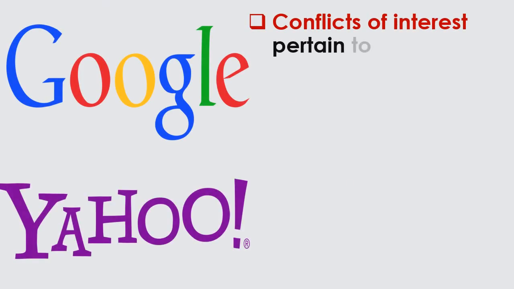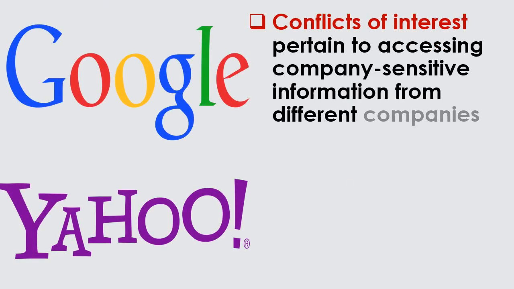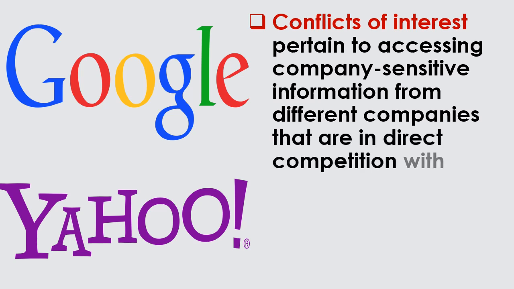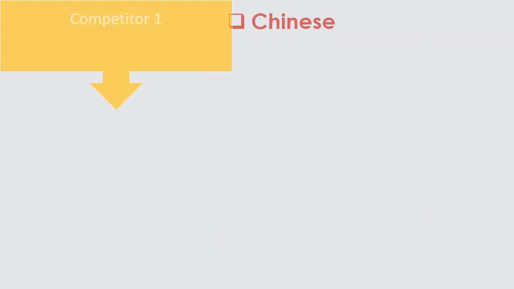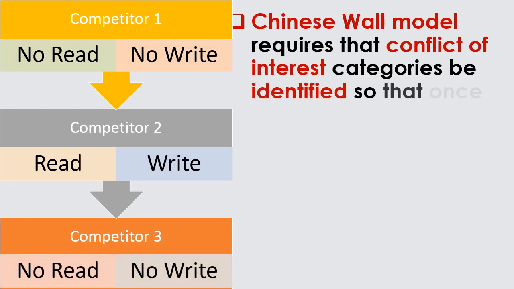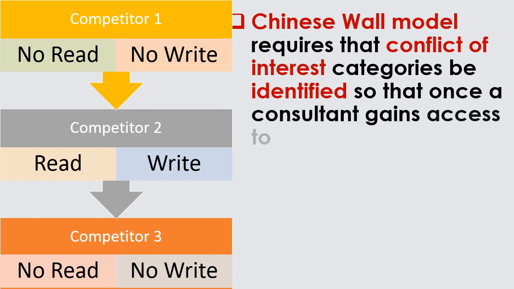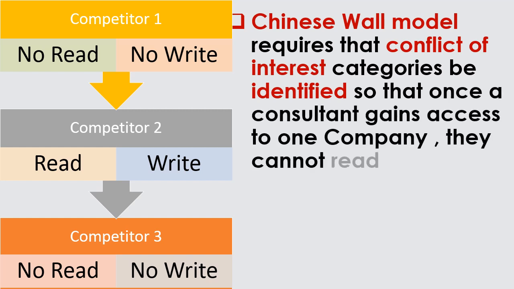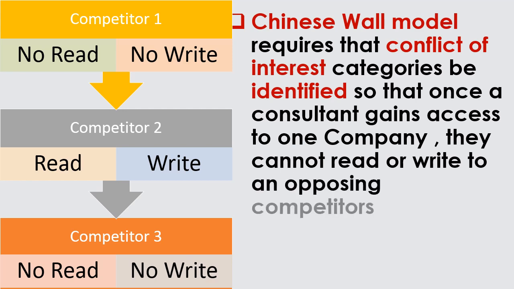Conflicts of interest pertain to accessing company-sensitive information from different companies that are in direct competition with one another. The Chinese wall model requires that conflict of interest categories be identified so that once a consultant gains access to one company, they cannot read or write to an opposing competitor's company.